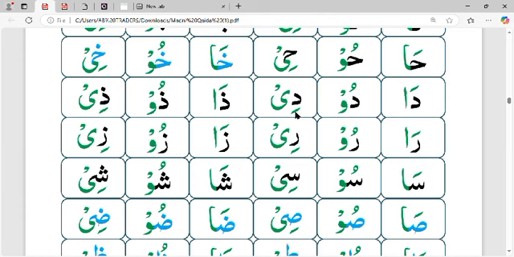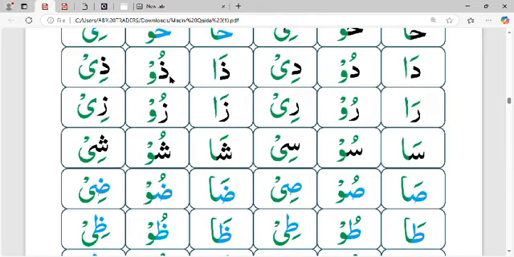Dal khasra ya di, da du di. Zal fatha alif za, zal dhamma waw zu, zal khasra ya zi, za zu zi. Ra fatha alif ra, ra dhamma waw ru, ra khasra ya ri, ra ru ri. Za fatha alif za, za dhamma waw zu, za khasra ya zi, za zu zi.